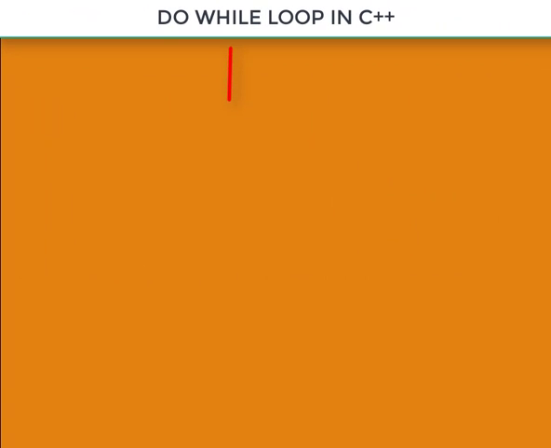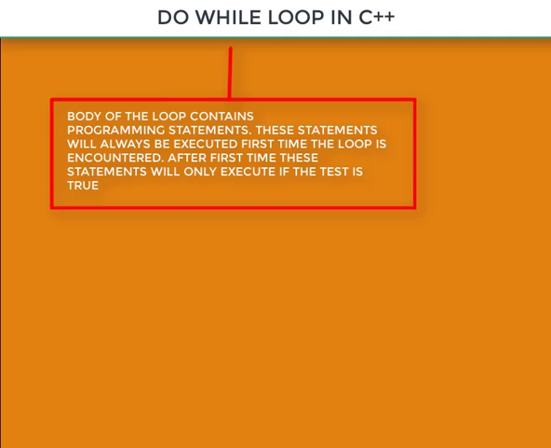As you are coming down the program, you encounter the loop. More specifically, you encounter the body of the loop. The body of the loop contains programming statements. These statements are always executed the first time. But after the first time, these statements will only execute if the test is true. Therefore, if the test is false the first time, the programming statements execute only once. But if the test is true, each time the test is true, these programming statements will execute.